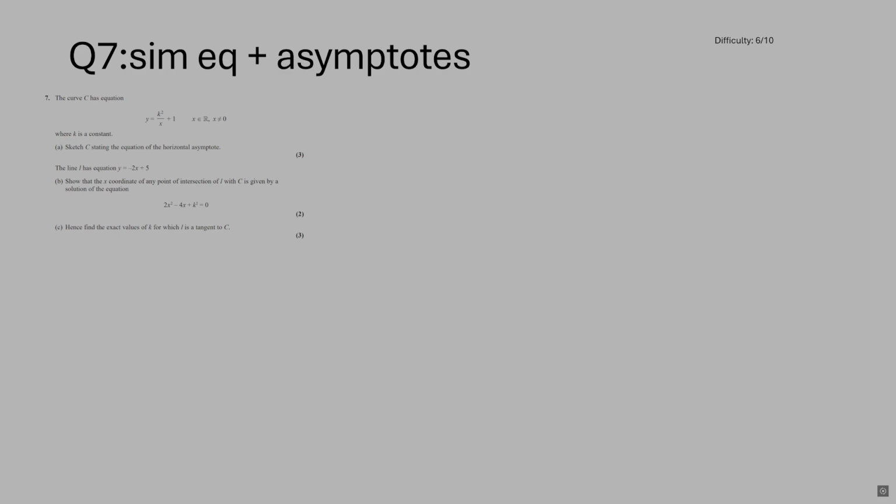Next, we got some asymptotes here. So, firstly, we're going to sketch C. Any number over x, it doesn't matter, and then it's plus 1. So the asymptote is going to be at y equals 1, because it's plus 1.